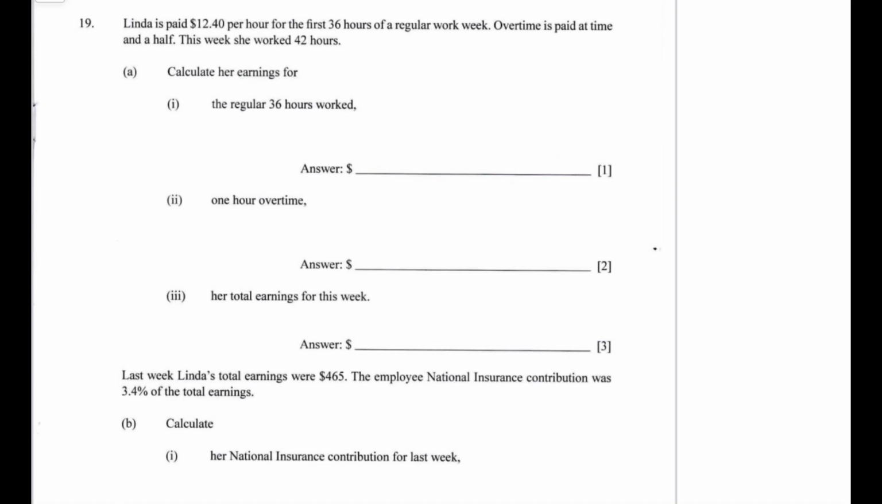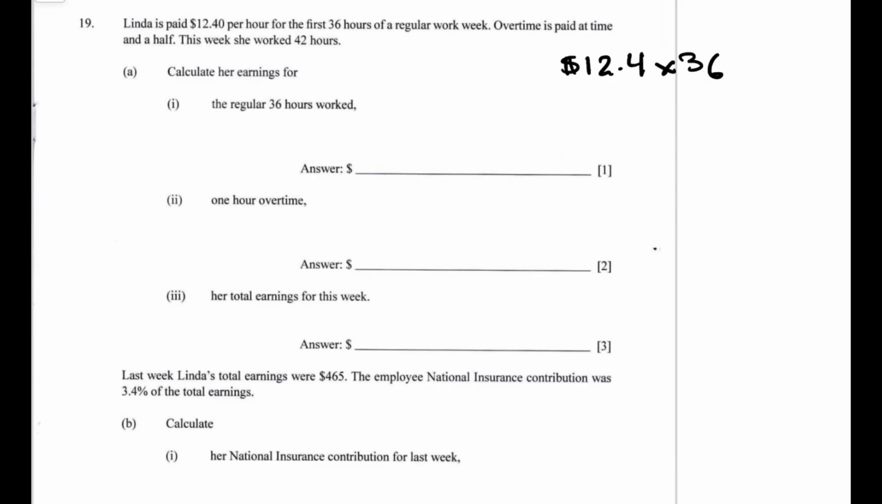Alright guys, so these last few questions deal with money and earnings. So let's go. Linda is paid $12.40 per hour for the first 36 hours of a regular work week. Overtime is paid at time and a half. This week she worked 42 hours. A. Calculate her earnings for the regular 36 hours worked. We know that she got paid $12.40 per hour, so we're just going to multiply the $12.40 by the 36.